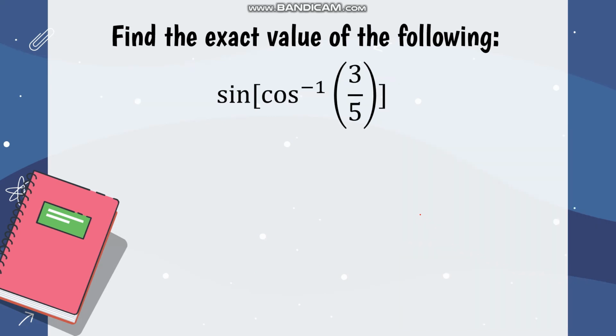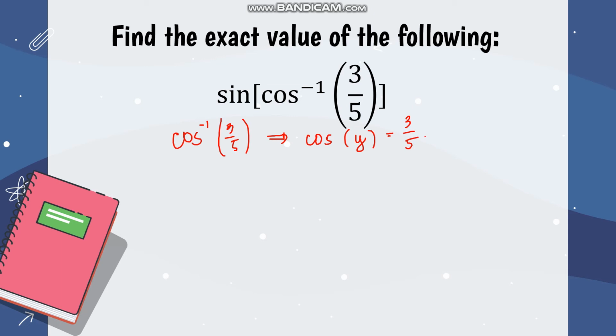Next we have here sine of cosine inverse of 3 over 5. This time, the inverse is now inside the grouping symbol or the parentheses. So we have to solve for that one first. So let's write cosine inverse of 3 over 5. Again, when we are solving for inverse of a trigonometric function, what we want is to identify what angle will give us this particular value. In this case, we want to identify what angle will give us a cosine of 3 over 5. So we can write this as: cosine of what angle will give us a value of 3 over 5.